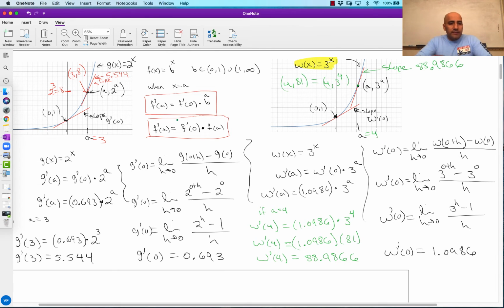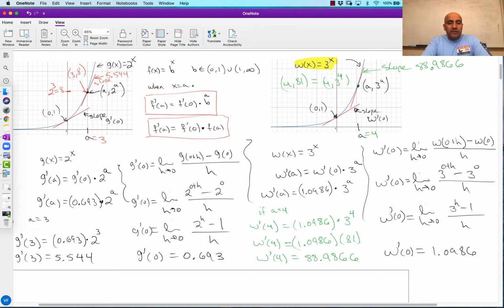It's getting really dense in here, right? So if we have a function of the form b to the x power, that's a general way of stating all exponential functions, where b is allowed to be a value between 0 and 1 or between 1 and infinity, and we wanted to find the derivative. We found that the derivative at x equals a, for some value a, is going to be equal to evaluating your function back at a times a constant, where that constant is the slope of the line tangent evaluated at 0, or f prime of 0.